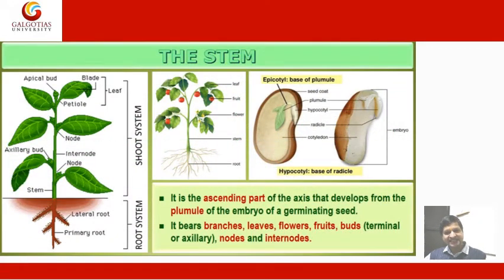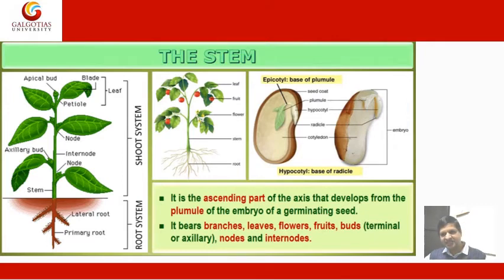If you see the plant, I have already explained where the root system is and where the shoot system is. There are leaves, fruits, flowers, stem, and root, which is the plant completely. Structure of the stem system.